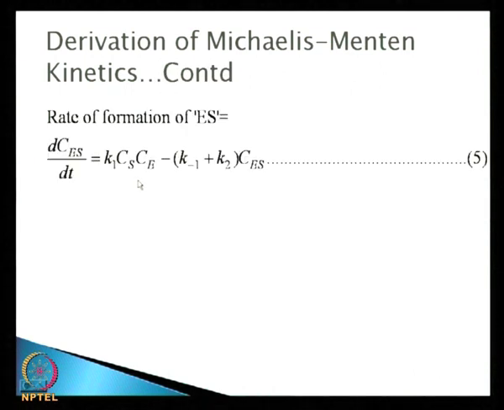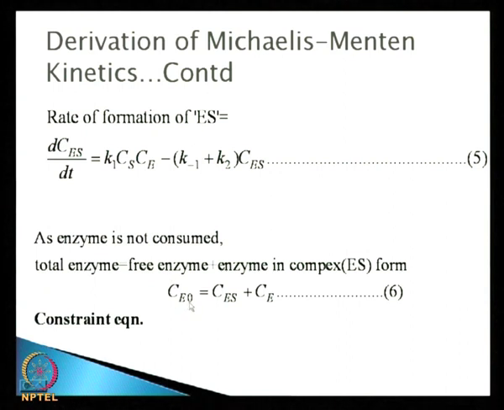Free E and combined state ES. Absolutely. So, the free enzyme and the enzyme in the complex form. If you look at equation 6, CE0 is the total amount of enzyme present before the reaction starts. That equals the amount of free enzyme and the enzyme in complex form.